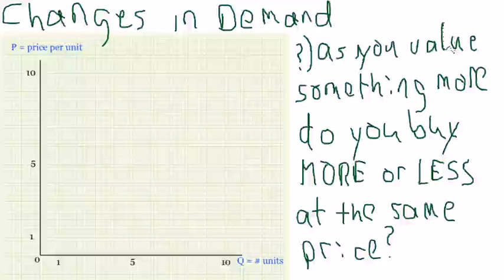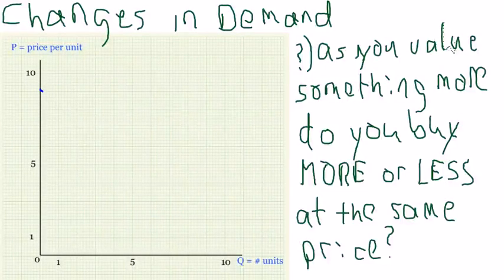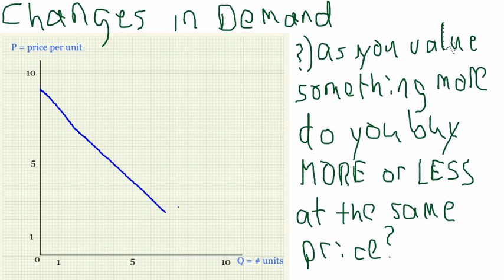This brief video is about changes in the demand curve, and I'm going to go ahead and draw a demand curve like this one right here. And we want to talk about what causes this curve to shift to the left or right. And here's my question over here. As you value something more, do you buy more or less of it at the same price?